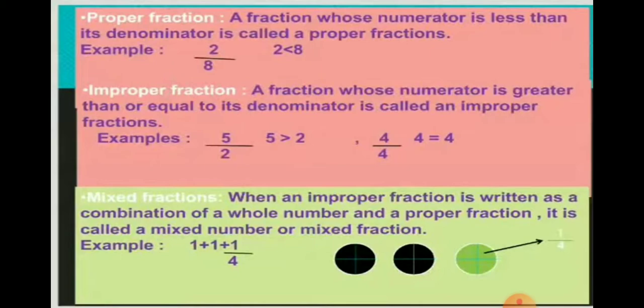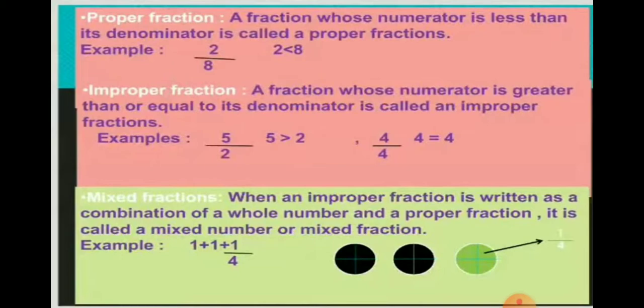Improper fraction. A fraction whose numerator is greater than or equal to its denominator is called an improper fraction. So you can see 5 is greater than 2, and 4 upon 4, that is 4 is equal to 4, it is also an improper fraction.